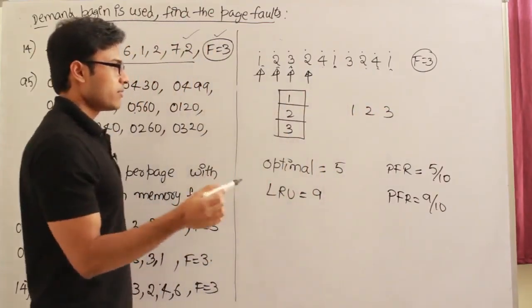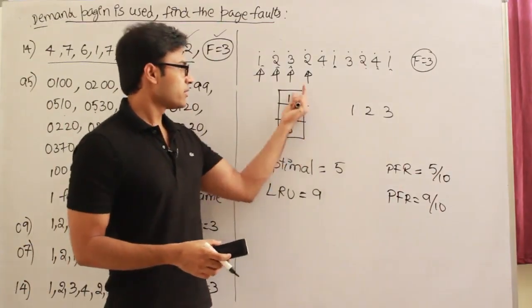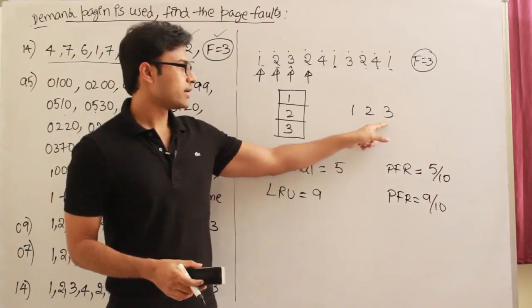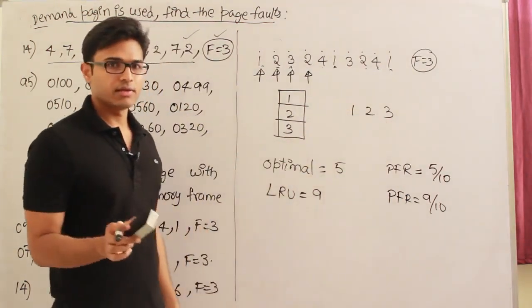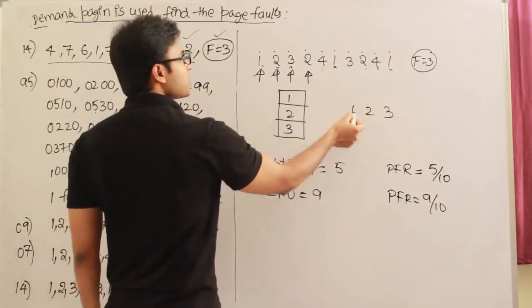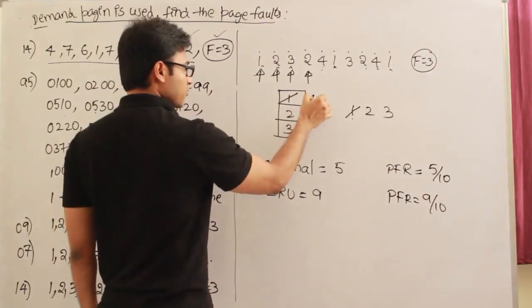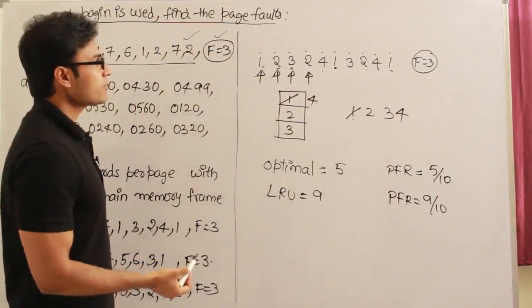Once we have noted the order in which they entered, don't modify it depending on the references. Just keep it that way. 1 entered first, 2 entered next, 3 entered next, and I don't care which one is referred in what order. Now when I want 4, which one has to be replaced? The one which entered first, which means 1 has to be replaced. 1 has to be replaced with 4, and now 4 is the last one which entered the queue, right?